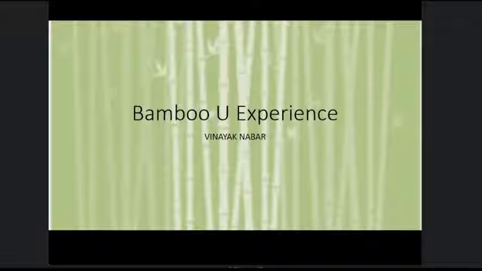Plus, we have also done a lot of natural dyes for staining of bamboo.